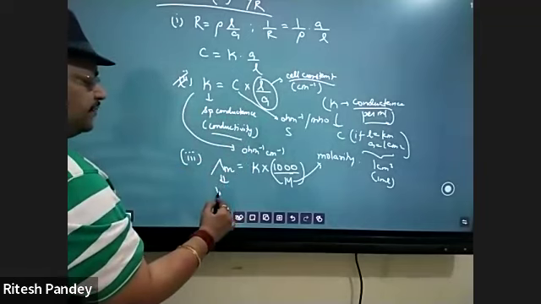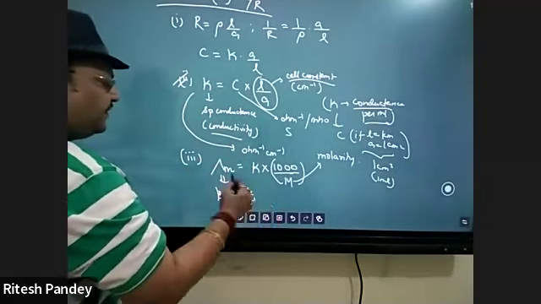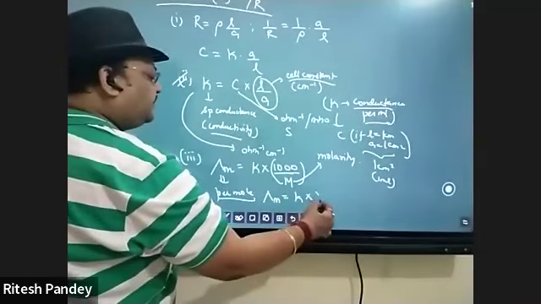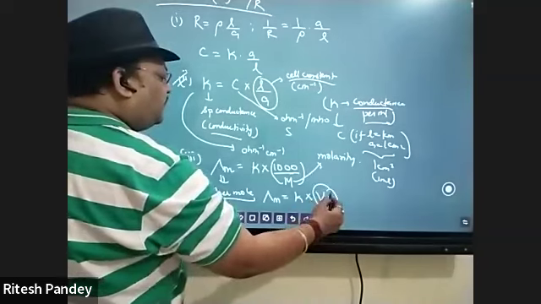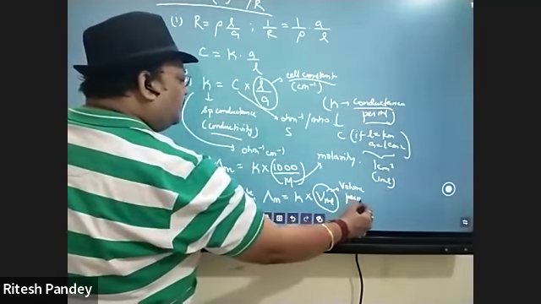So if this is conductance per mole, I could always represent this as some volume, which is volume per mole. Yes or no?